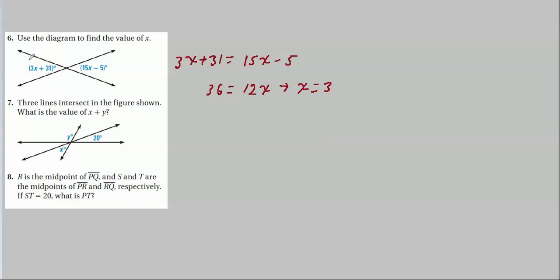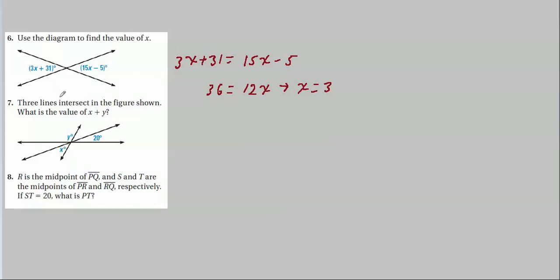What do we got here? 9 and 31. Well, I'd say that was 40. What do we got over here? 45 minus 5. Well, I'd say that was 40 also. So I think we got x right. It's 3.